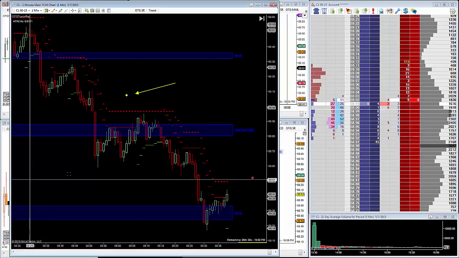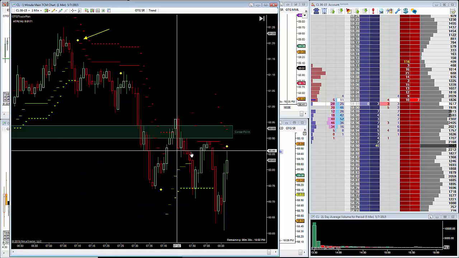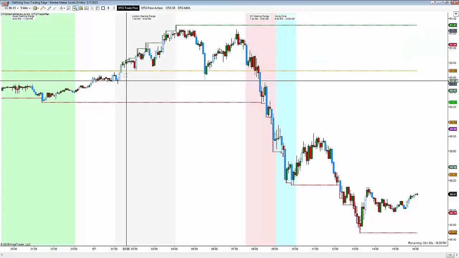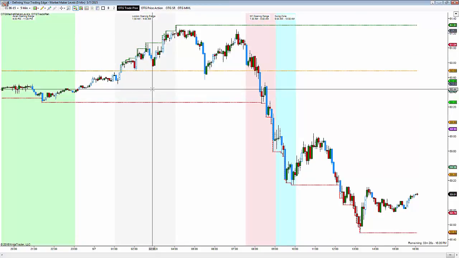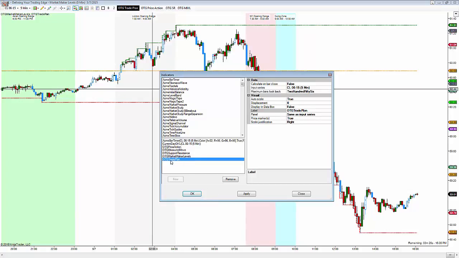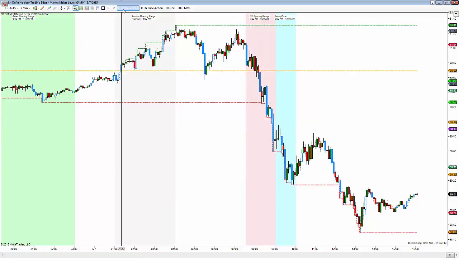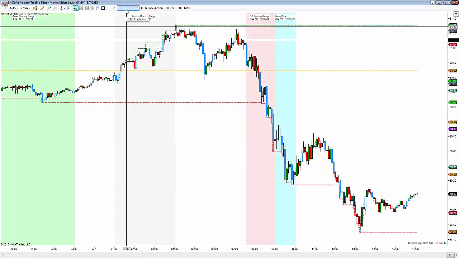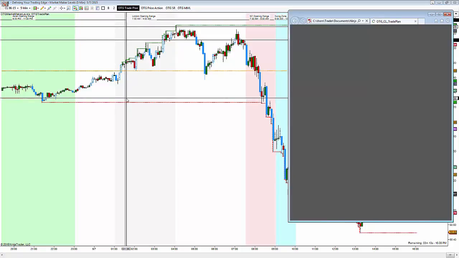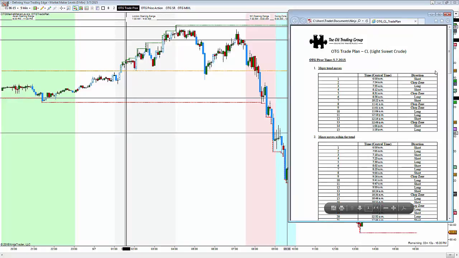your OTG tool chest, and that is your OTG trade plan. The OTG trade plan is an indicator, just like any standard Ninja indicator. It just gets put into your indicator list, and there it is, OTG trade plan. It bolts itself to the top of your charts here. That's this icon with the black background. You simply select OTG trade plan, and it will pull that up for you.